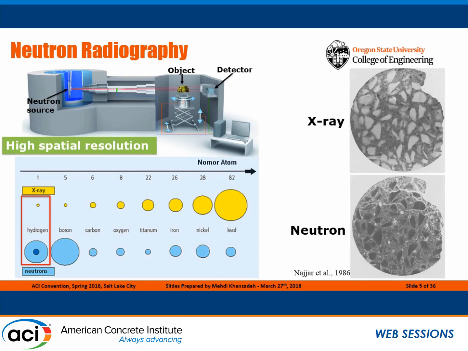Today I want to point out 2 main advantages of using neutron imaging. One is a high spatial resolution compared to the previous methods I presented, and the other one is the high interaction or cross-section of the neutrons with the hydrogen atoms, which enables us to use this method to study the water distribution or water movement inside the sample.